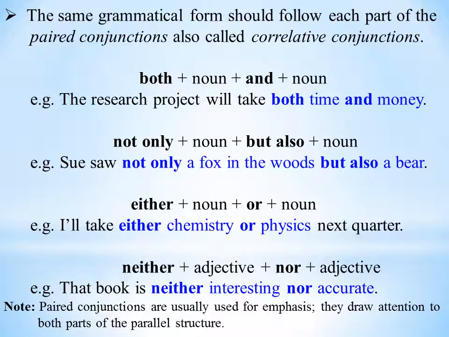The same grammatical form should follow each part of the paired conjunctions, also called correlative conjunctions. Both plus noun plus and plus noun. Example, the research project will take both time and money. Not only plus noun plus but also plus noun. Example, Sue saw not only a fox in the woods but also a bear. Either plus noun plus or plus noun. Example, I'll take either chemistry or physics next quarter. Neither plus adjective plus nor plus adjective. That book is neither interesting nor accurate.